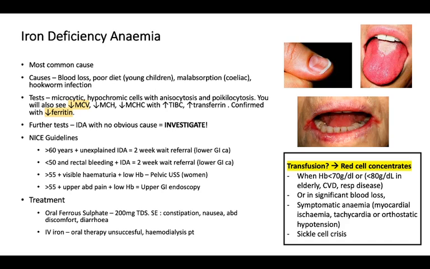Okay, so you've sent your patient for any appropriate investigations. You found the cause, and now you want to treat it. So how would you do this? So firstly, you would start off by replacing the iron that they are deficient in. So you start them on oral ferrous sulfate. The normal dose is 200 milligrams 3 times a day.